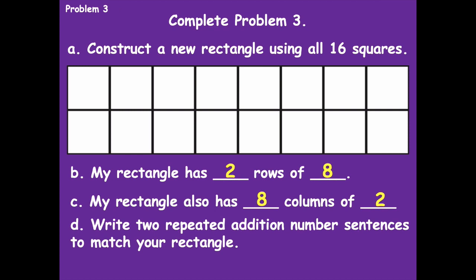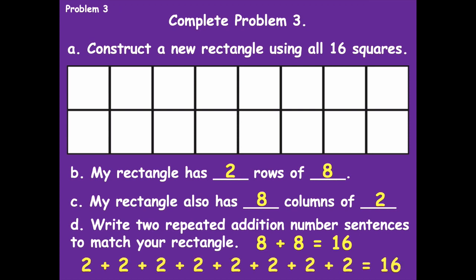Okay, so now we're going to write two repeated addition number sentences to match your rectangle. So the first one that I came up with is 8 plus 8 equals 16. That goes along with our rows. The other repeated addition sentence that I came up with matches my columns. So 2 plus 2 plus 2 plus 2 plus 2 plus 2 plus 2 plus 2 equals 16.